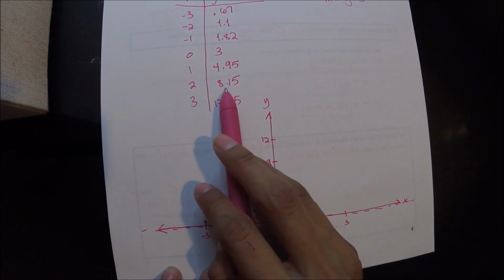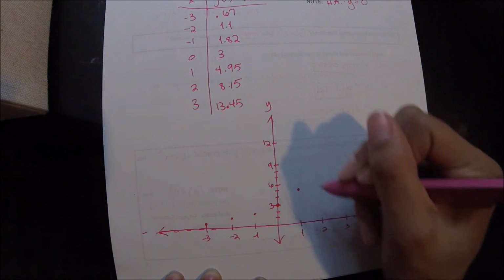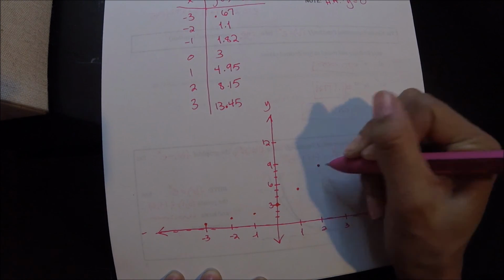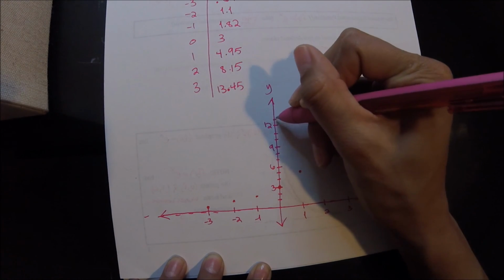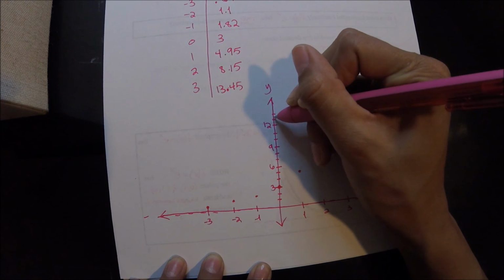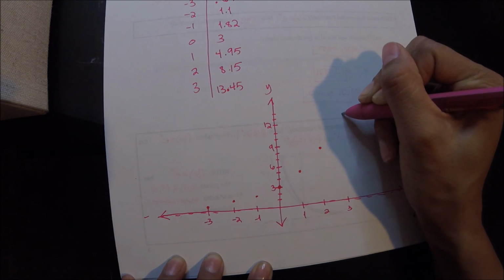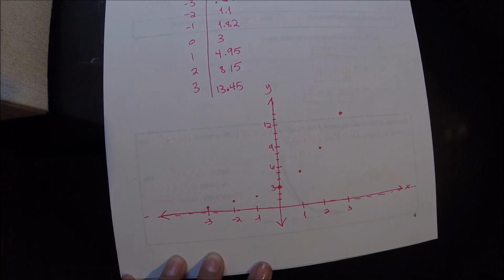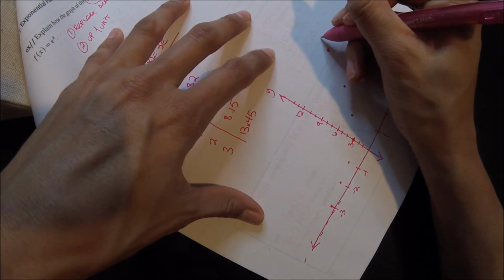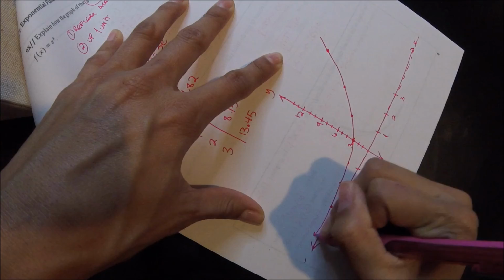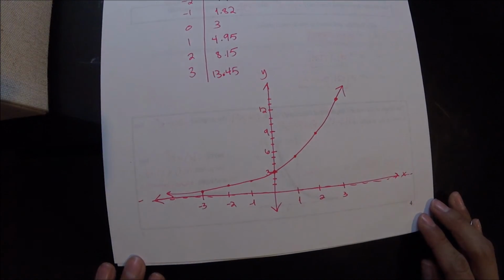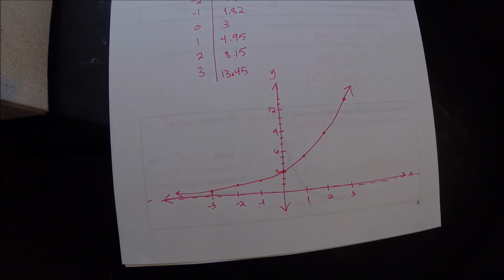Plugging in the number 2, I get 8.15. About there. And then plugging in 3, we get 13.45. So 13.5. About there. And then I can just fill this in. And that is my graph of that function. Alright, so this concludes the 5.2 notes outlines.